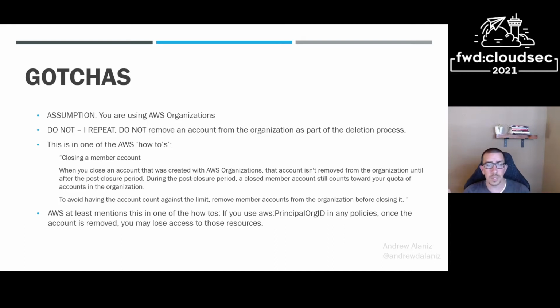And then one other piece to consider, if you do remove that account from the organization, is that principal org ID that's in any of your policies, which it should be, is tied to that organization. And once it's removed, principal org ID changes, and it's possible to lock yourself out of those policies. Just like if you misspell something or put the wrong org ID in, it's not anything earth-shattering, but it is something to keep in mind.